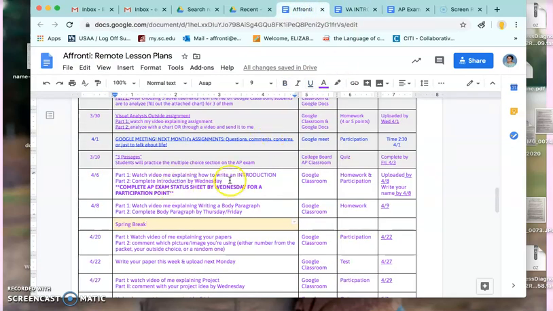So please write an introduction by Wednesday and upload it. Complete the AP exam status sheet, which you just have to type in your name, and please do that by Wednesday.